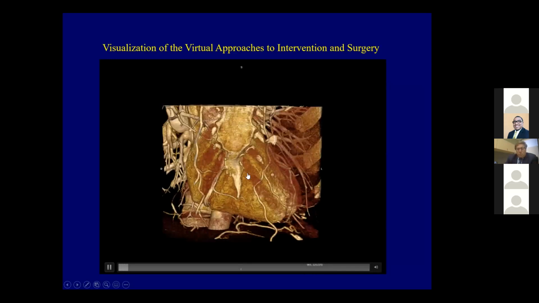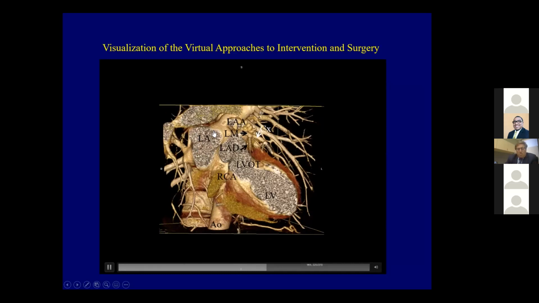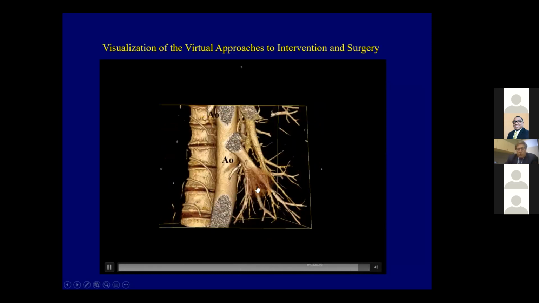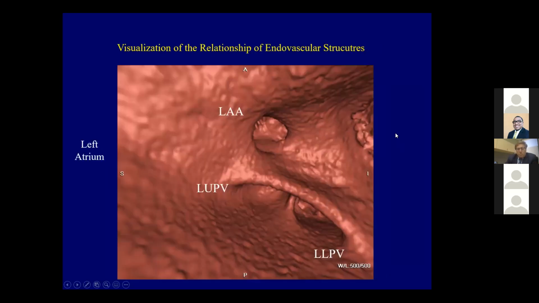Let's just look at this one more time. Sternotomy: the structures just behind, right atrium, right ventricle, back to our left atrium, left ventricle, and then back to our aorta. So we're going to use these views to plan certain procedures.